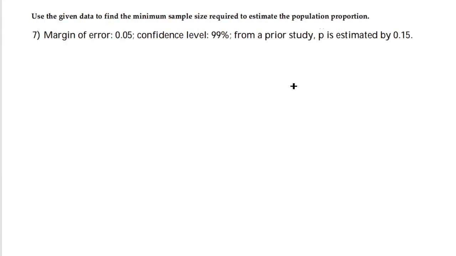Okay, now use the given data to find the minimum sample size required to estimate the population proportion. So here the question is reversed. Usually you're given all the information and you're trying to find the margin of error, but sometimes you want a target margin of error. You want to have your margin of error less than 0.05 or 5%, 5 percentage points.